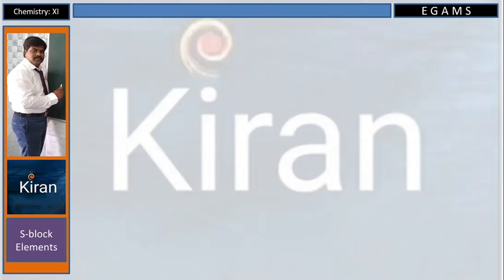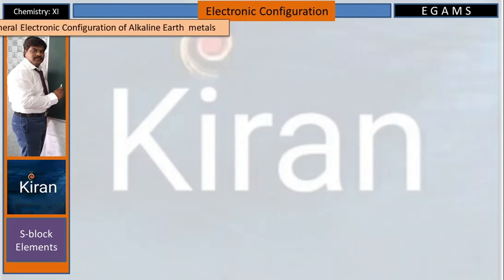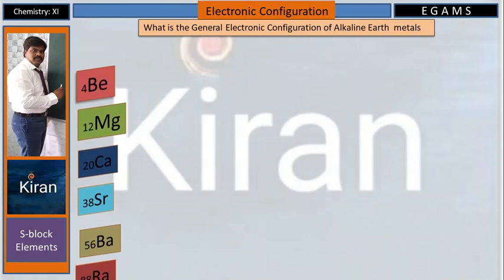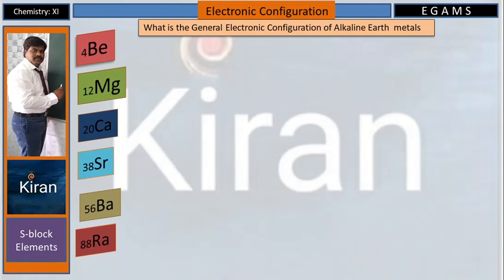In the same way, observe the electronic configuration. The general electronic configuration of alkaline earth metals is ns2: beryllium, magnesium, calcium, strontium, barium and radium. Here also radium is radioactive. Beryllium is 1s2, 2s2, the valence shell is 2s with 2 electrons. Magnesium is 1s2, 2s2, 2p6, 3s2. The valence shell has 2 electrons.